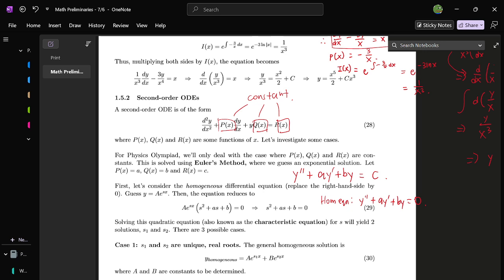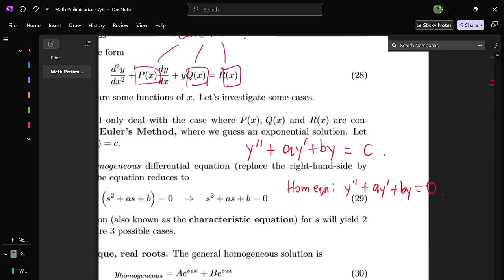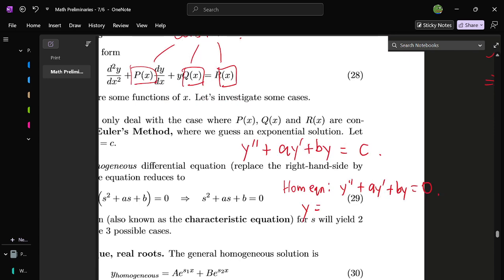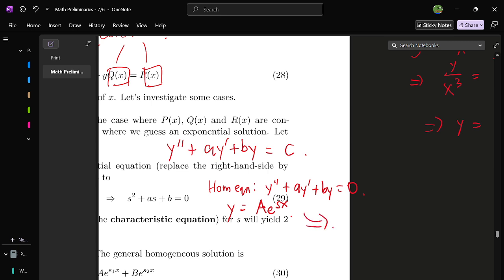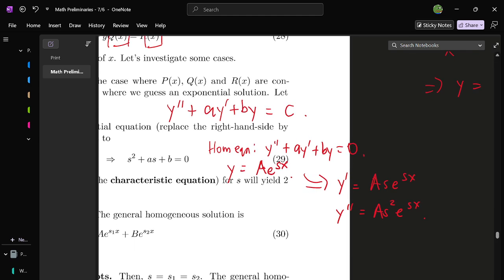So you realize that a lot of solving differential equations is about making guesses. So what is the guess that we want to make here? Well, we want to make an exponential guess of this form. And once you do this, you can differentiate and then you substitute back in.